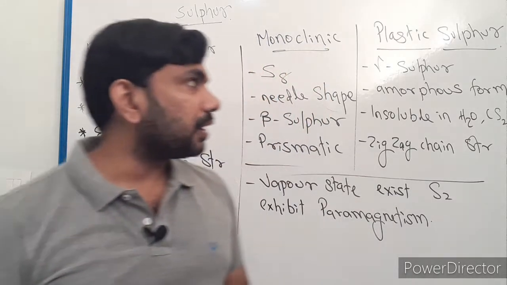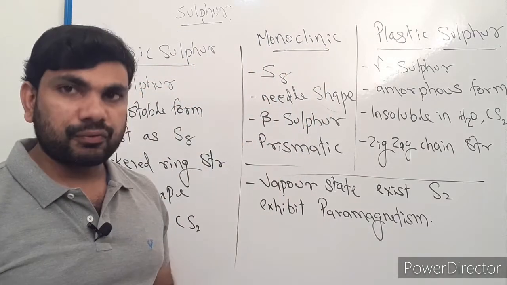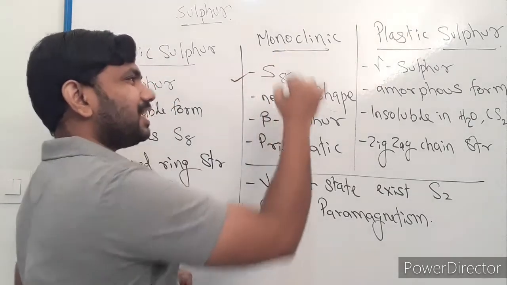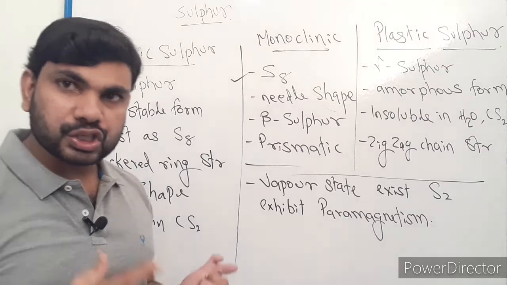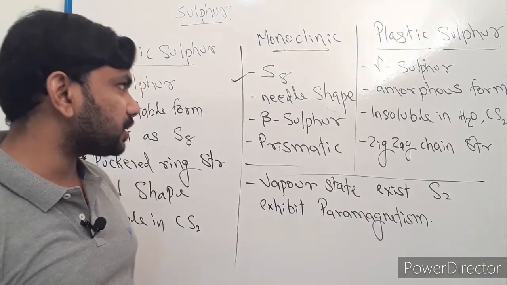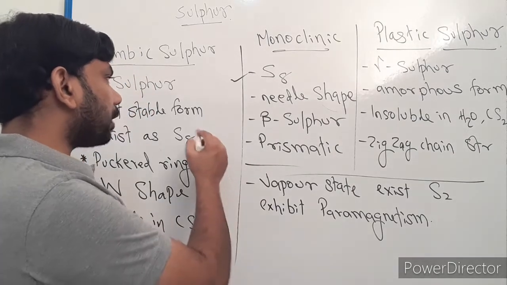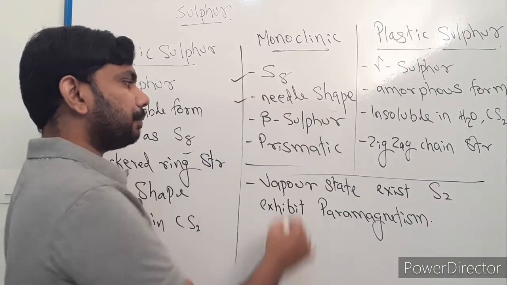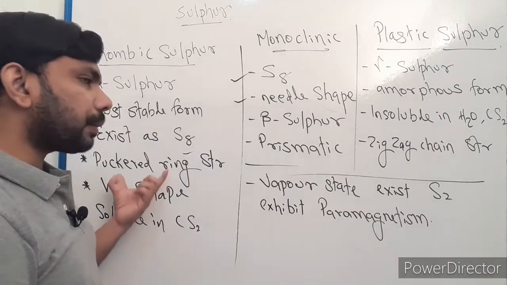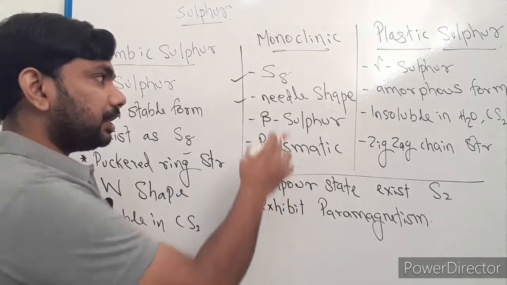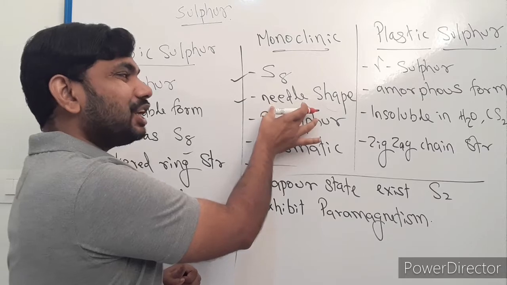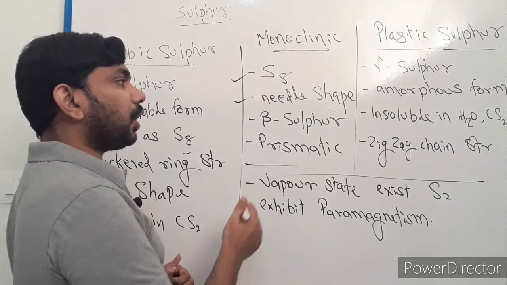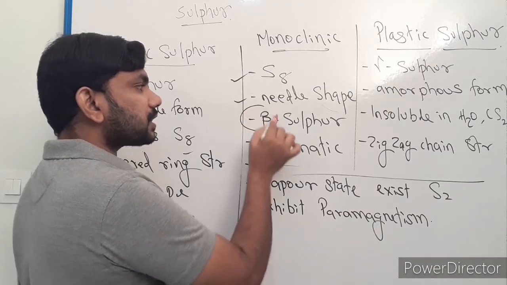After rhombic sulfur, next one, monoclinic sulfur. Monoclinic sulfur also exists in the form of S8. It has a puckered ring structure like a W, but here it is needle shaped. This monoclinic sulfur is also called beta sulfur.